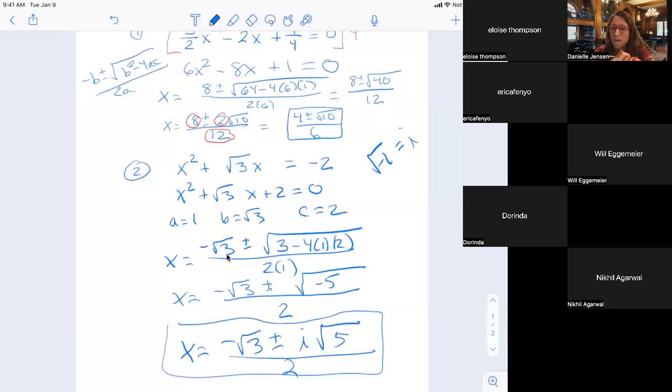Yeah, so don't worry about it, we're not going to do for this test the strategy where you have a variable under a square root and have to square both sides. No, you would just use the quadratic formula.